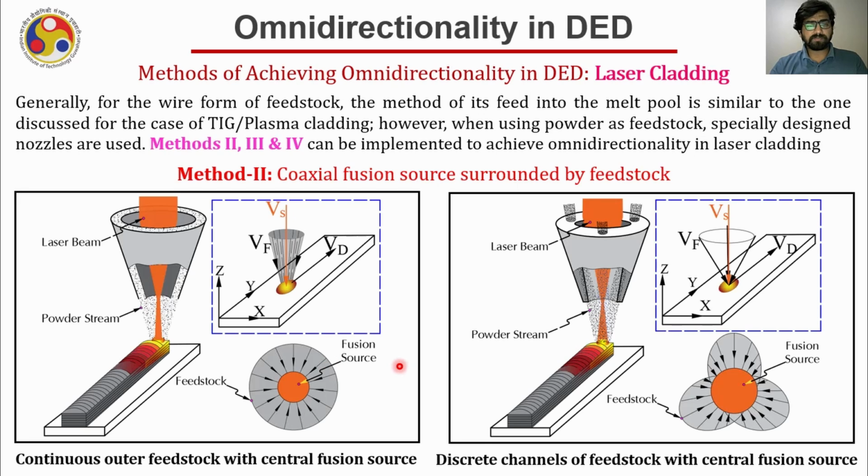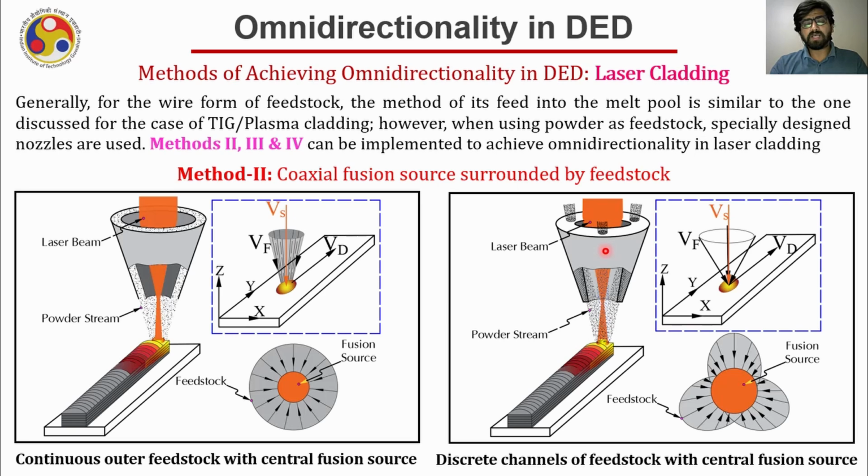An approximation is sometimes also preferred, where instead of having a continuous nozzle, a discrete nozzle is used where multiple channels are given. Preferably, these channels vary from 3 to 6. Then the powder is coming from these channels and getting converged at a particular point.